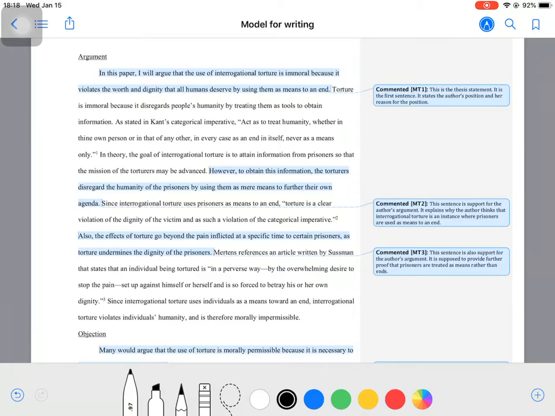The first sentence says, and this is in the argument section, in this paper, I will argue that the use of interrogational torture is immoral because it violates the worth and dignity that all humans deserve by using them as means to an end. This is the thesis statement for the paper. This is the statement in the paper that tells us what the paper is supposed to be about. Note that it's also the first sentence.